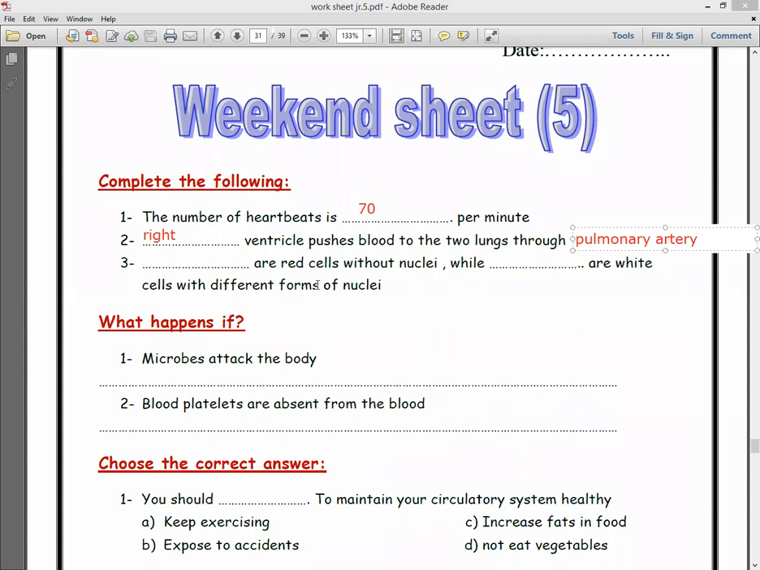Number 3, what are red cells? From its name, red cells are components of the blood. So these are the red blood cells. Red blood cells are cells without nuclei. I said that nuclei is the plural of nucleus, and the red blood cells don't have nuclei, while white cells have different forms of nuclei. These are the white blood cells.